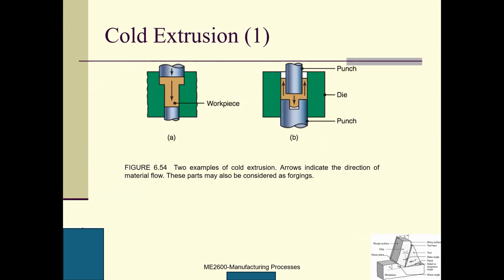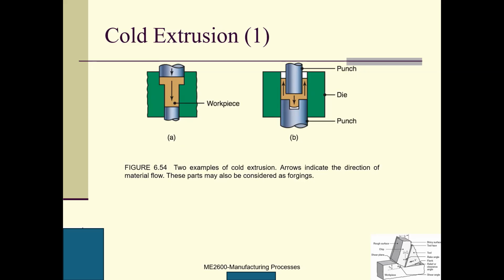So then we talk about cold extrusion. Cold extrusion means that we do not elevate the temperature at all. So look at here, the first one. Here, this is a die, and this is a punch. If you compress it, you will have this direction of the material flow. So this one has no temperature change.